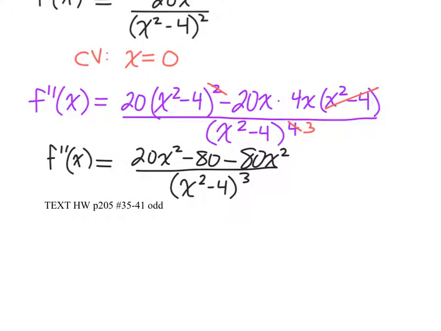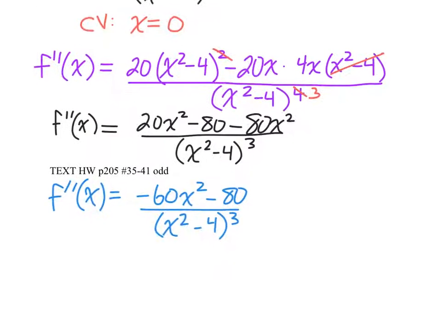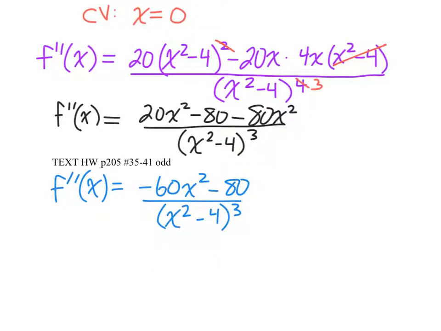So then my second derivative would clean up somewhat to negative 60x squared minus 80. It's quadratic in binomial form. That's not terrible. So when I'm looking for my points of inflection, they're not going to be the nicest numbers ever, but you'll be able to get them relatively easily.